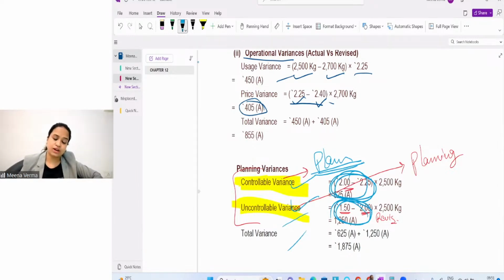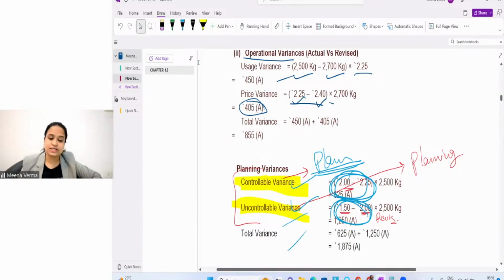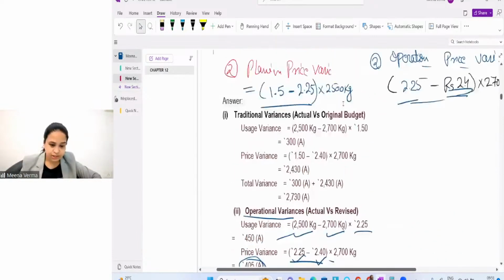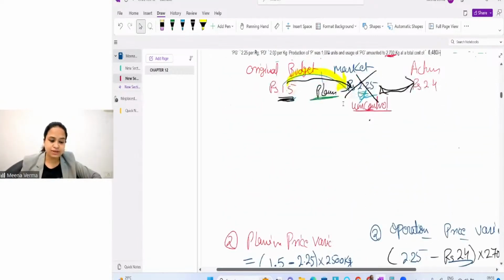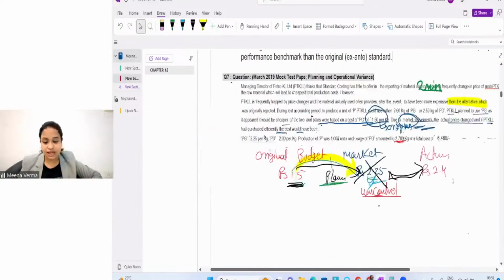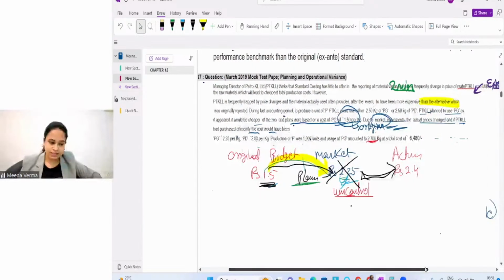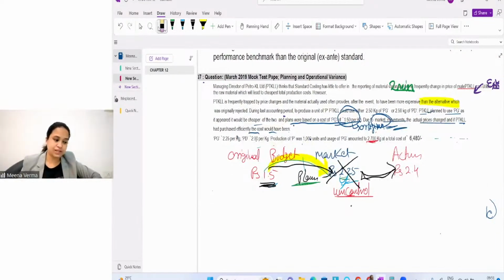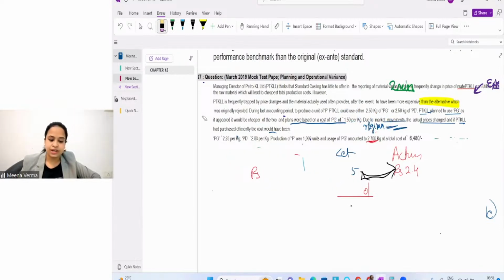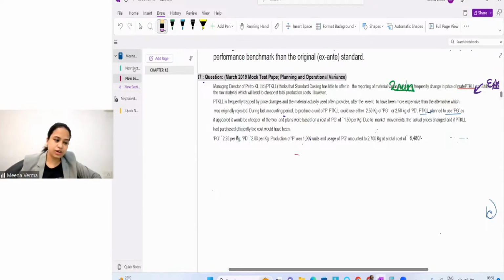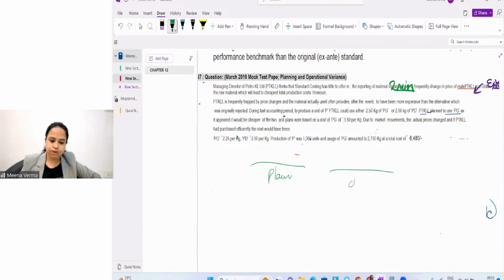Why have they done this calculation here, and why have they not done a similar calculation anywhere else? What is the reason, ma'am, why they are doing this calculation here, but we have not seen such a calculation in any other place? There is a reason. Let me tell you the reason. Because in some questions, they may ask you to recommend. A recommendation may be asked. So generally we have only two types of variation: one is planning variation and one is operational variation.